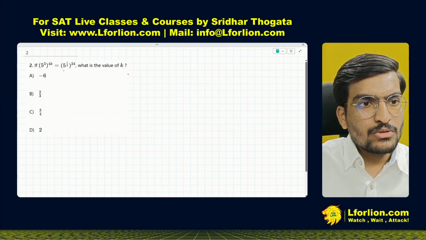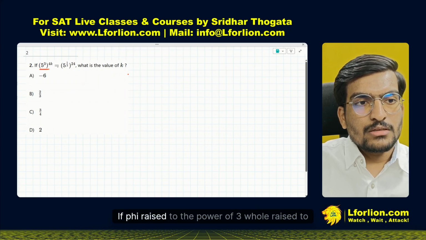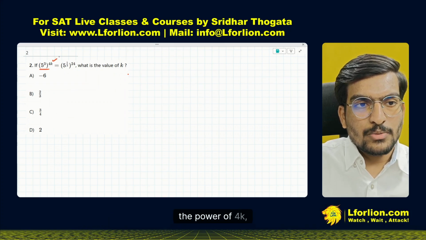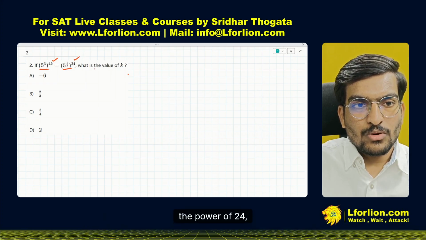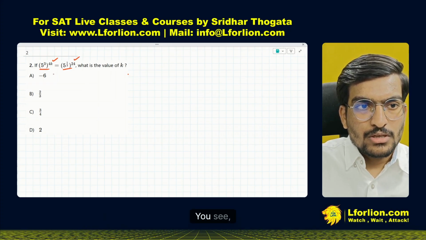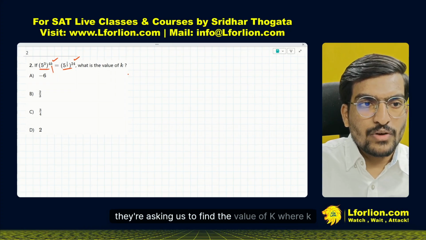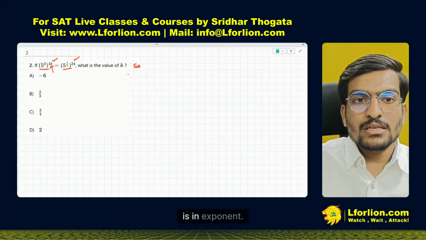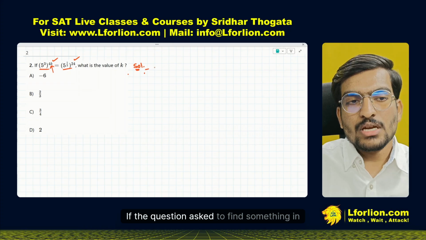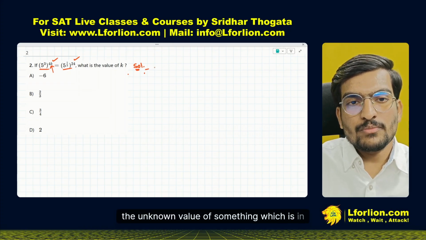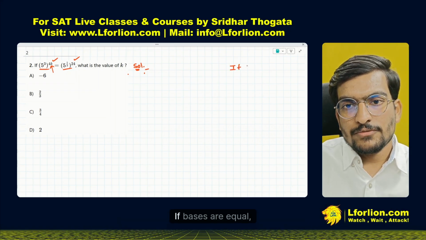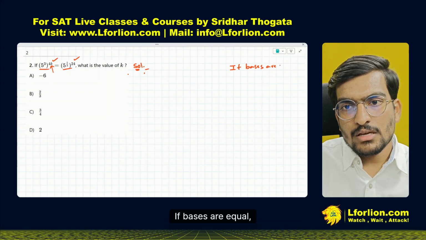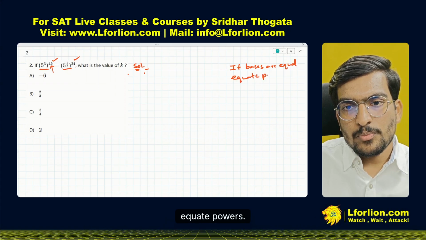Question number 2. If 5 raised to the power of 3, whole raised to the power of 4k, equals 5 raised to the power of 1 by 3, whole raised to the power of 24, what is the value of k? You see, they're asking us to find the value of k, where k is in the exponent. If the question asks to find the unknown value in the exponent, you need to always remember one thing: if bases are equal, equate powers.